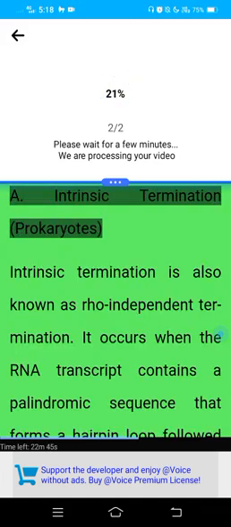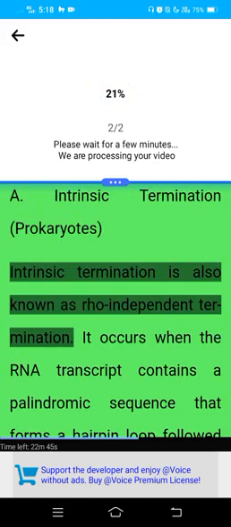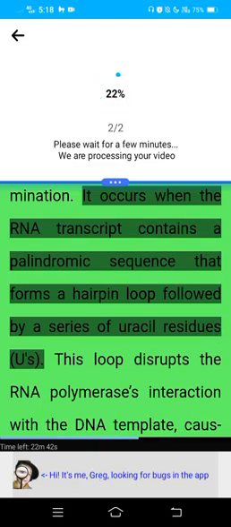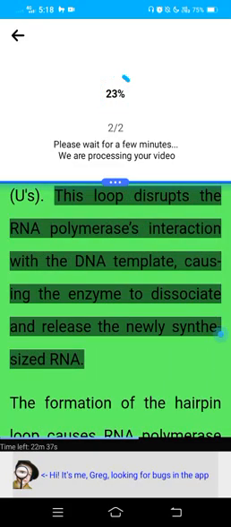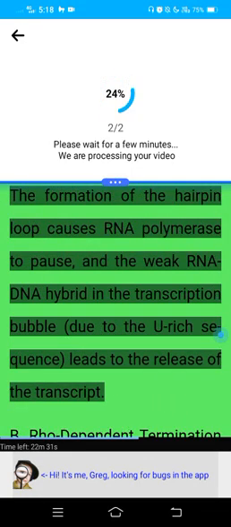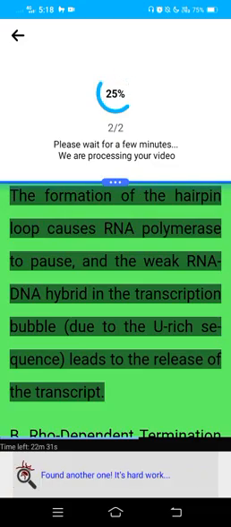Intrinsic termination, prokaryotes. Intrinsic termination is also known as Rho-independent termination. It occurs when the RNA transcript contains a palindromic sequence that forms a hairpin loop followed by a series of uracil residues. This loop disrupts the RNA polymerase's interaction with the DNA template, causing the enzyme to dissociate and release the newly synthesized RNA. The formation of the hairpin loop causes RNA polymerase to pause, and the weak RNA-DNA hybrid in the transcription bubble due to the U-rich sequence leads to the release of the transcript.